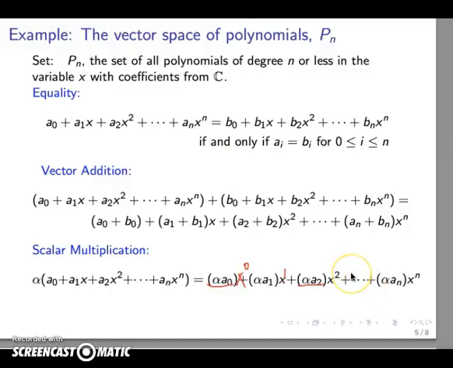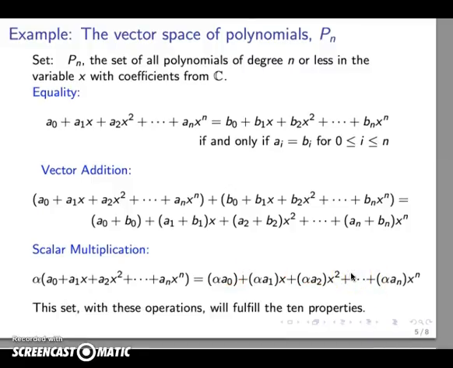of degree n, okay? So what comes next to argue is, given these definitions of equality, vector addition, scalar multiplication, is it true that P sub n is a vector space? Well, the answer is yes.